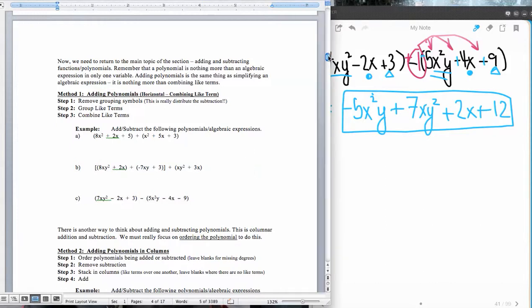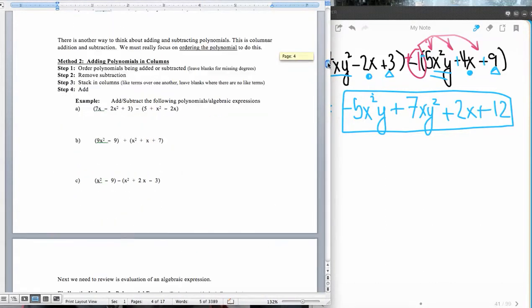Now our next method of doing this is a vertical method, and this requires that we order the polynomials first, distribute our subtraction, remove grouping symbols, and then we stack them in columns where like terms are over like terms, and then we add them together. Notice that this is always adding. So I'm going to go ahead and write these down, and then we'll be adding those together.